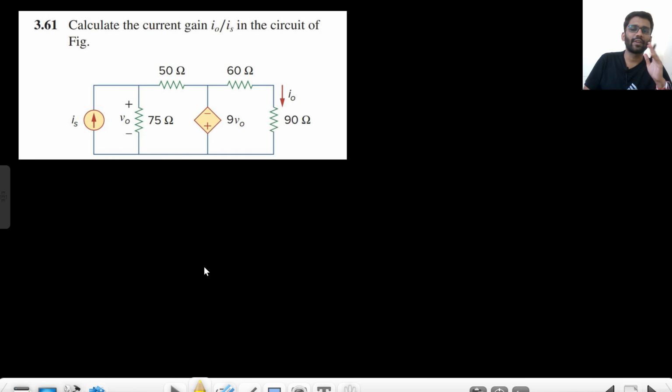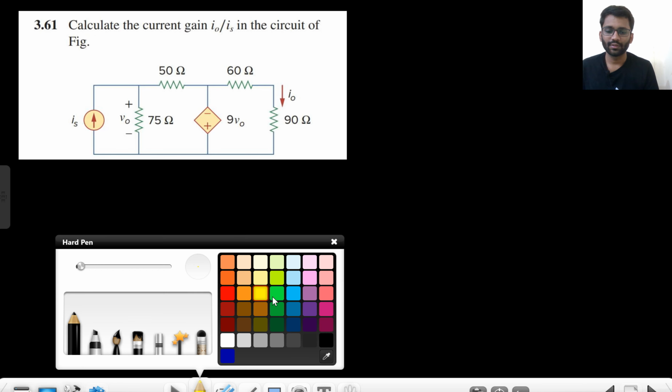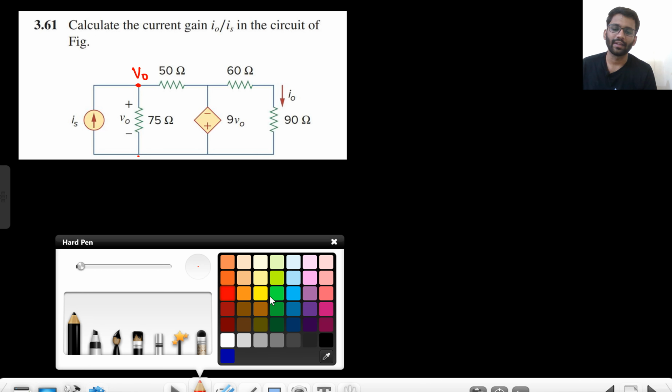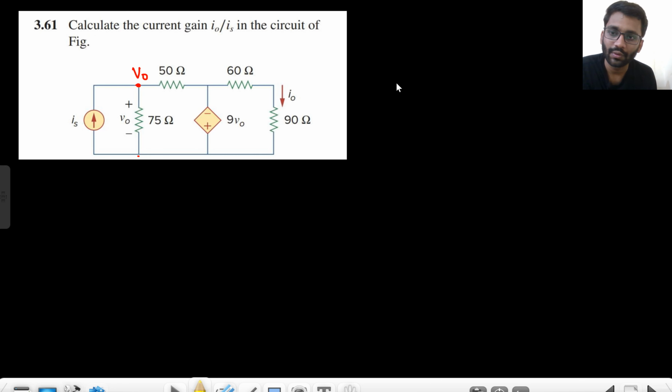Now you need to find the value of current again. You just need to find the ratio of I0 by Is. Very easy question. If this node is 0, this node will be V node. You can apply nodal analysis here. So V node by 75 plus, if this is V node, this is minus 9 V node, so V node by 75 plus 10 V node by 50 is equal to Is.